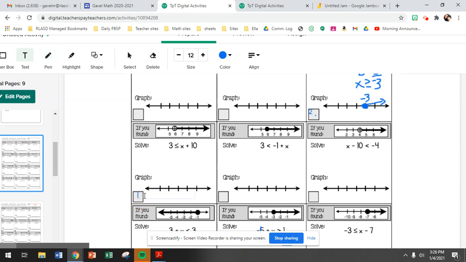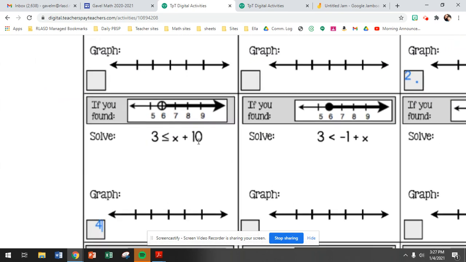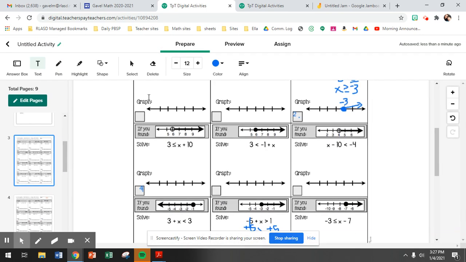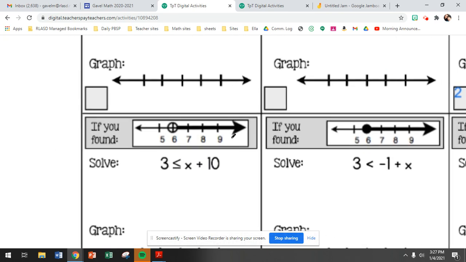This will be the last one I'm doing with you. So here, 3 is less than or equal to x plus 10, so it's going to be a closed circle because there's something extra. Okay. Well, to do this, I need to get my pen. And then I'm going to do minus 10.